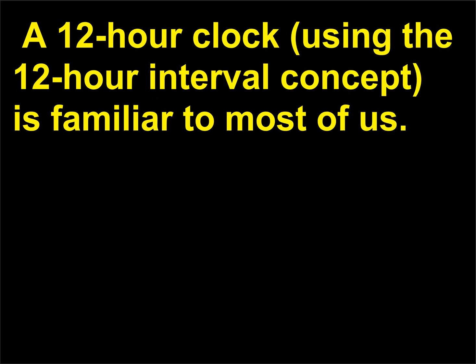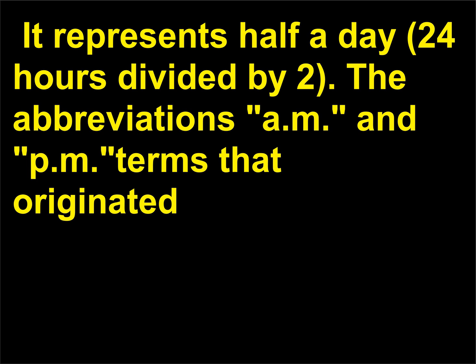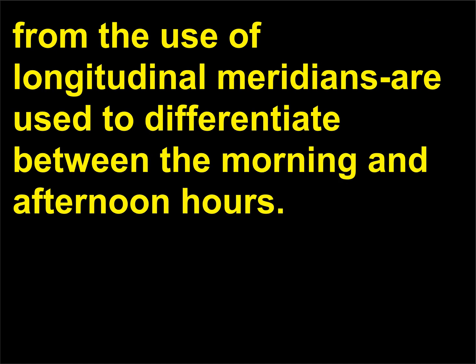A 12-hour clock, using the 12-hour interval concept, is familiar to most of us. It represents half a day, 24 hours divided by 2. The abbreviations AM and PM, terms that originated from the use of longitudinal meridians, are used to differentiate between the morning and afternoon hours.